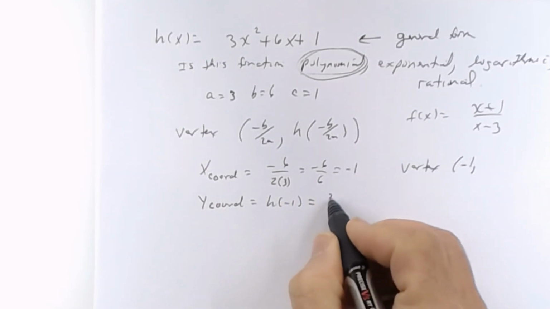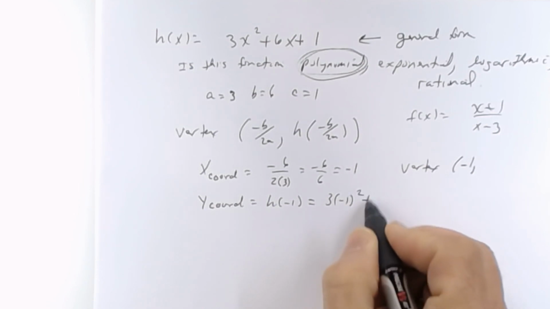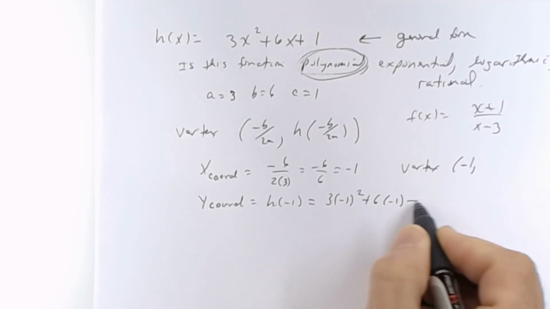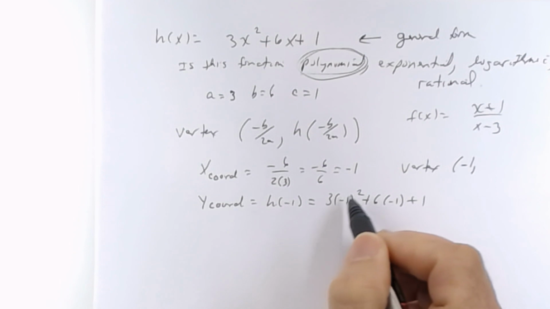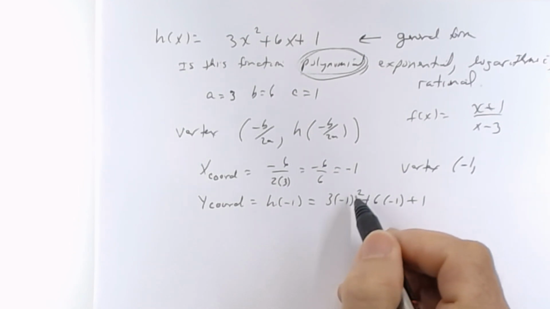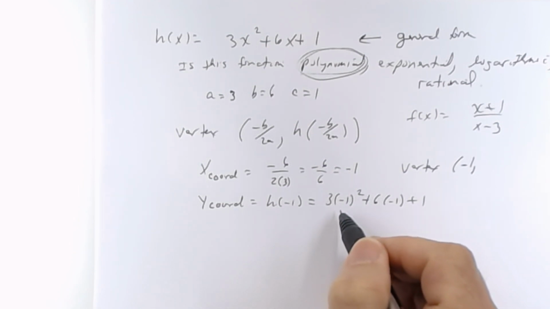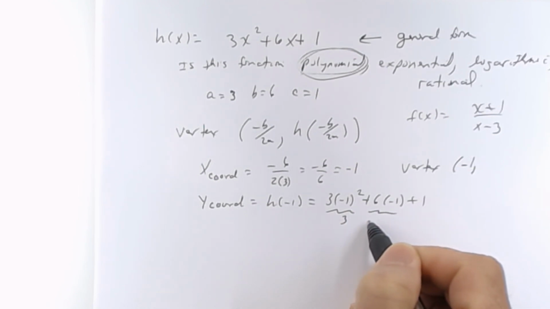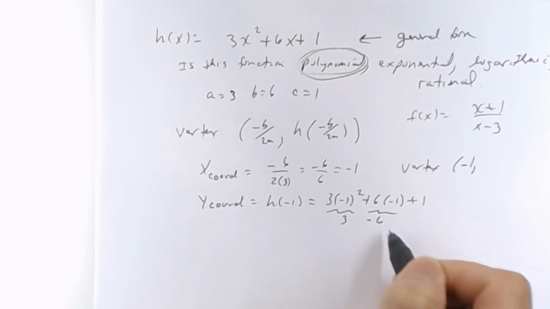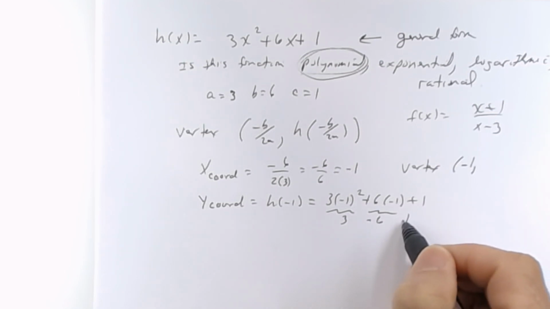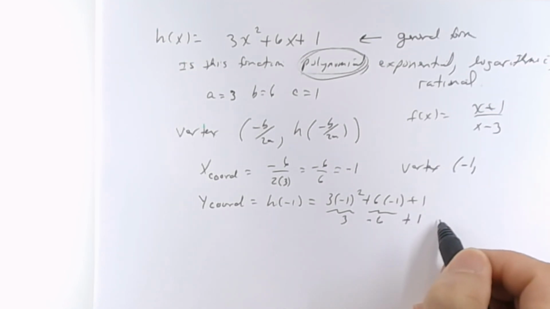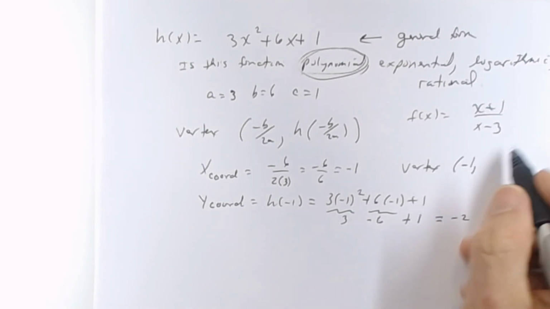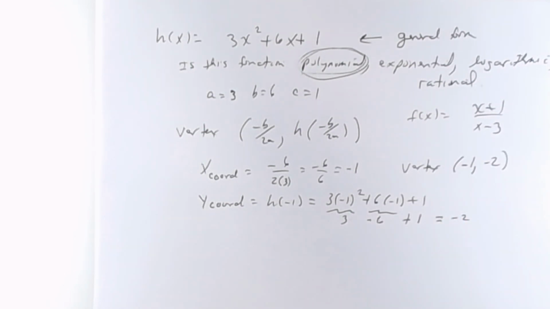So I get 3 times -1 squared plus 6 times -1 plus 1. Order of operations, -1 squared is 1, times 3 is 3. Okay, so that's 3 right here. This is -6. What's 3 and a -6? -3 plus 1? -2. So my vertex is the point -1, -2.